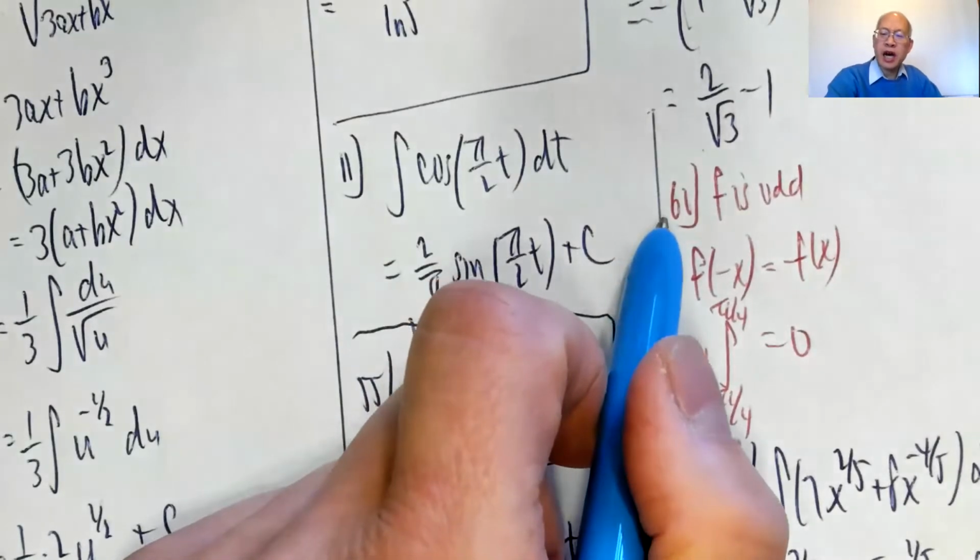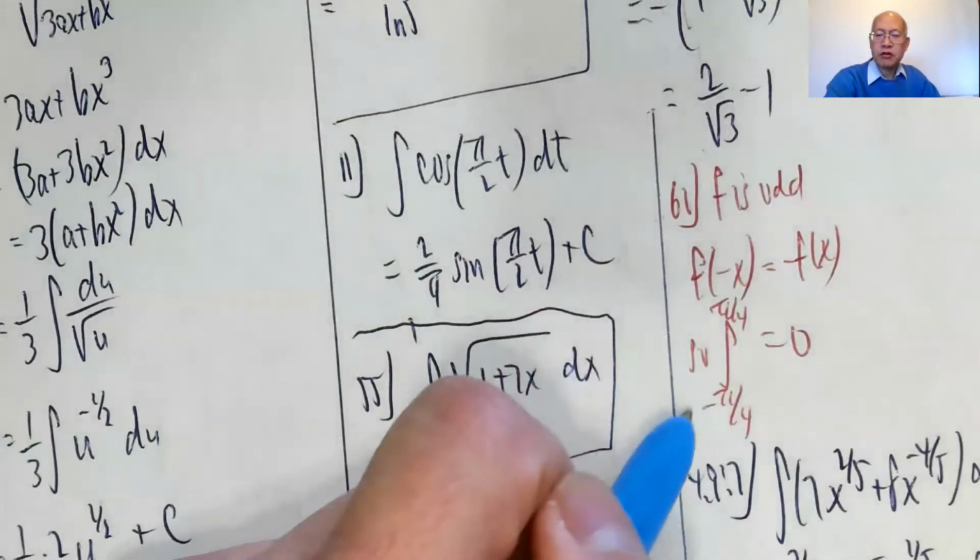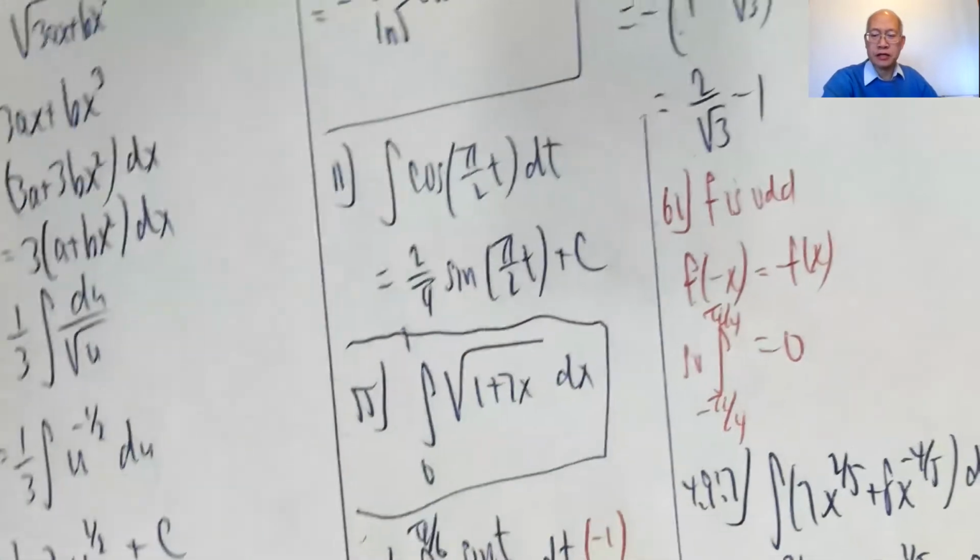61, you notice that f is an odd function. F of negative x is equal to the opposite of f of x. Therefore, the integral from negative pi over 4 to pi over 4 is automatically 0 for that one.